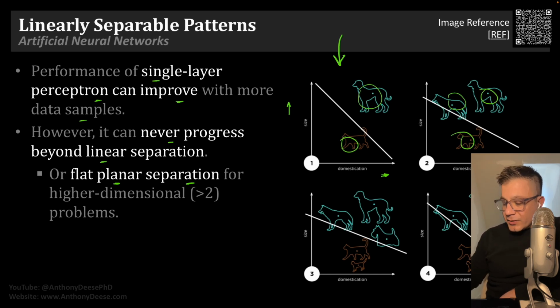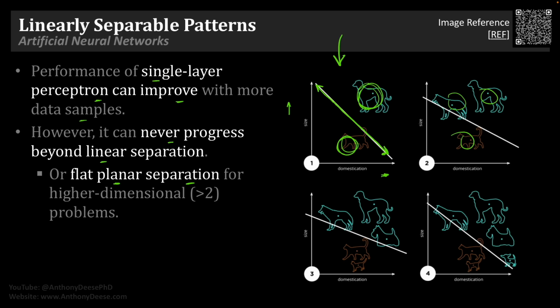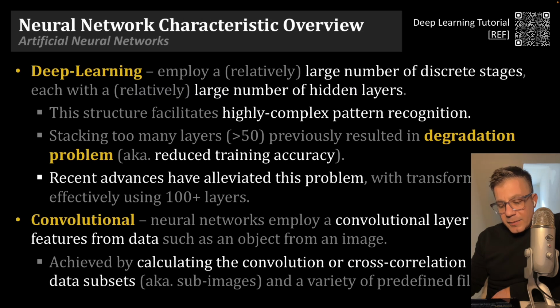Now, as we provide more samples, we can see that the slope of this line becomes adjusted in order to better separate the dogs from the cats. However, it's ultimately limited by this linear separation and would be unable, for example, to separate between a cat and a dog if we had one example of a cat being here deep on the quote-unquote dog side. Next, let's discuss some interesting neural network characteristics or types of neural networks.